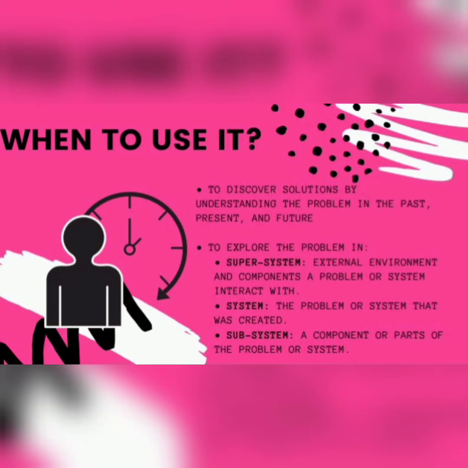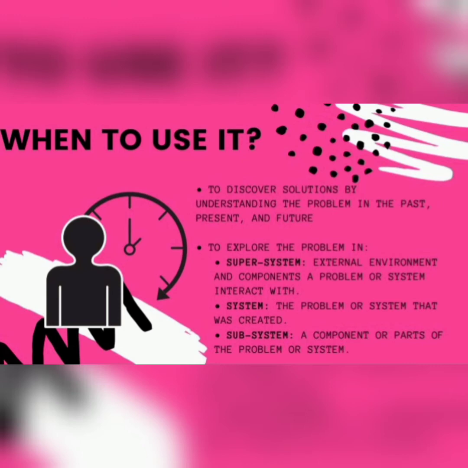When to use the 9 windows technique. Whenever an enterprise has a problem, it's very helpful for them to use this technique because it discovers solutions by understanding the problem in the past, present, and future. The 9 windows technique explores the problem by 3 categories, which are supersystem, system, and subsystem.